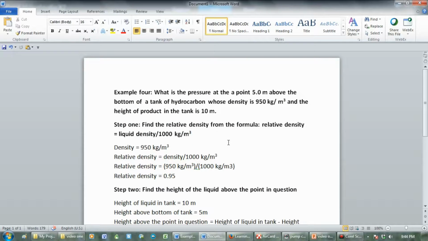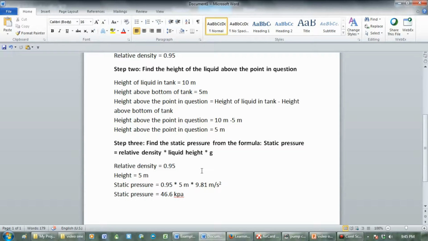So here's our question. What is the pressure at a point 5 meters above the bottom of a tank of hydrocarbon whose density is 950 kilograms per cubic meter and the height of product in the tank is 10 meters? Step 1. Find the relative density from the formula. Relative density equals liquid density divided by 1,000 kilograms per cubic meter. Our density was given as 950 kilograms per cubic meter. So dividing 950 kilograms per cubic meter by 1,000 kilograms per cubic meter gives us a relative density of 0.95.